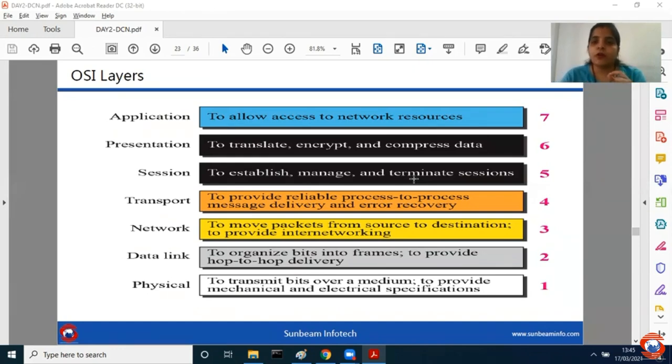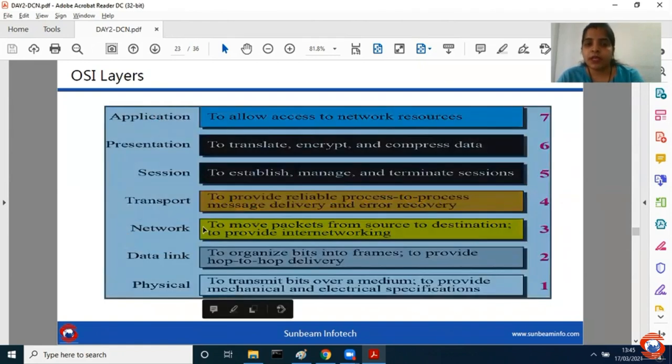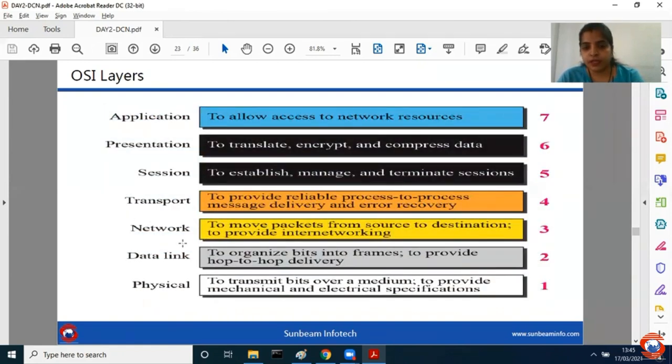So the most important layer of OSI layer is transport layer, which is used for process to process delivery and the error recovery. Next, suppose a mail bhi chala gaya. If I'm saying I wish to send the mail to the same network, then there is no need of network layer. But if I'm saying I'm transmitting my data from one network to another, then network layer comes into picture. Right? So to move the packets from source to destination and to provide inter-networking, network layer comes into picture.